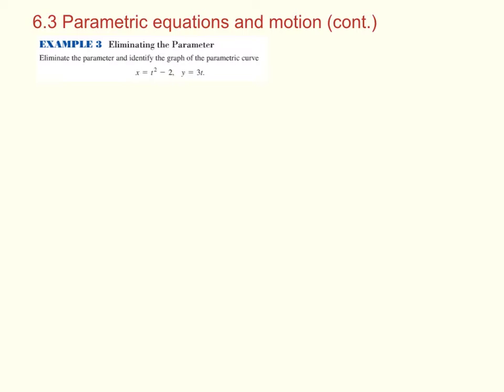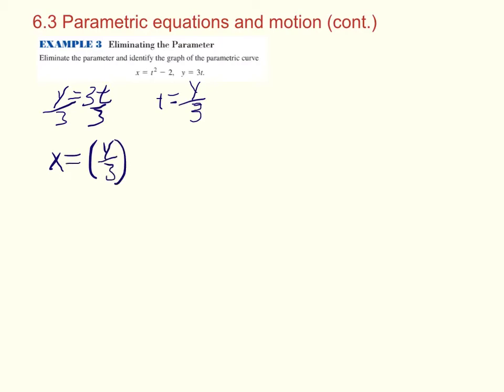So looking at that, y equals 3t, you can easily see that if you divide by 3, t is going to equal y over 3. So now we simply substitute that into the x equation, and x is going to equal (y over 3) squared minus 2, which when we square that, x equals y squared over 9 minus 2.